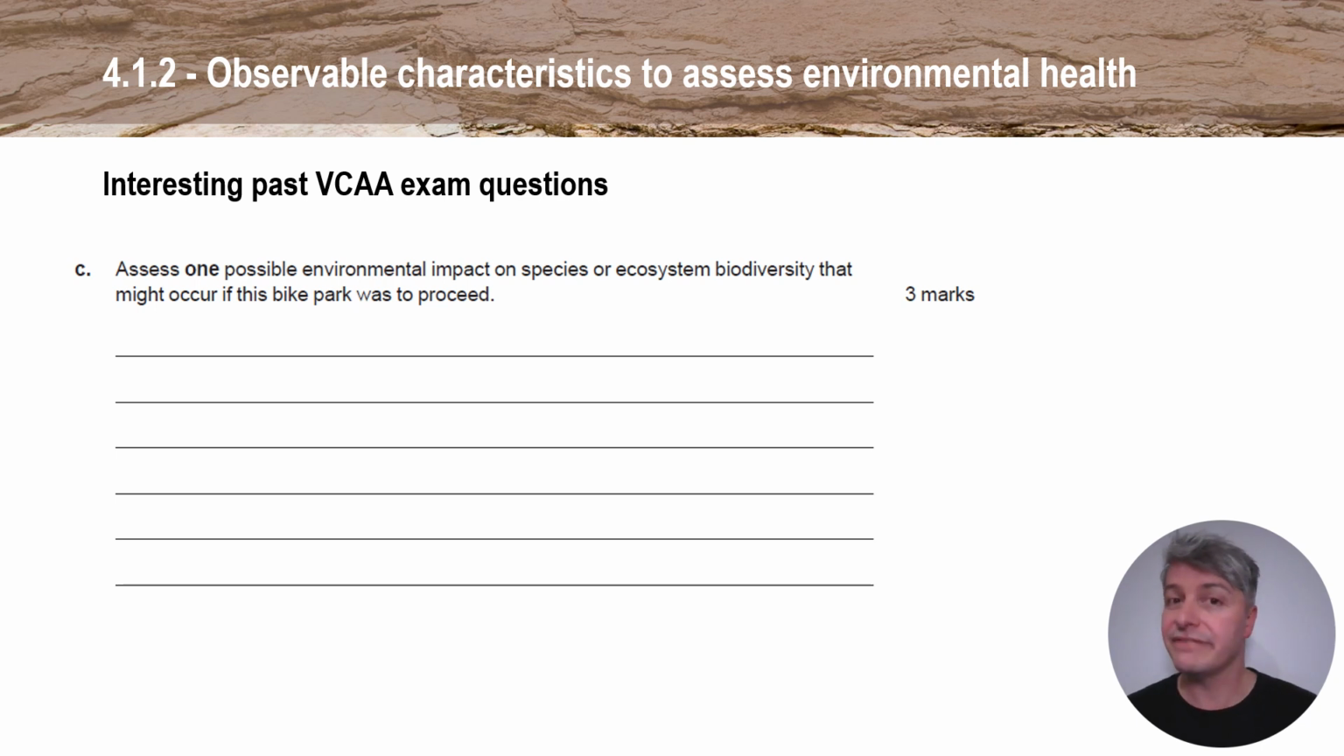And then at the end of that question, if you went back and did question 6 of last year's exam, here you can see that if we did install these bike paths, how could this impact on species or ecosystem biodiversity? So that's how this area was assessed last year.